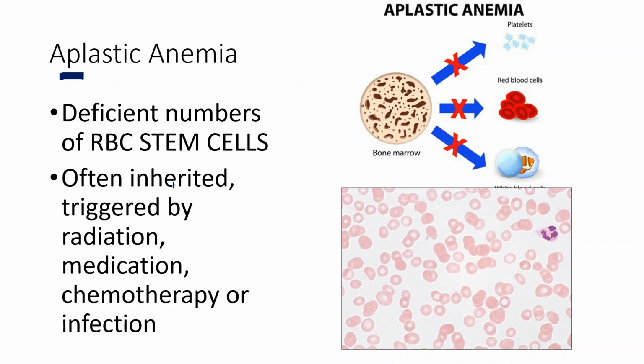Aplastic anemia. So with aplastic anemia, you have a deficient number of red blood cell stem cells. So those hematopoietic stem cells, you just don't have enough of those. So if you don't have enough stem cells, then you're not going to be able to get any. If you notice the big X's here, you're not going to be able to get any of the blood cells that you need. Not only just the platelets, the red blood cells, but also the white blood cells. This is often inherited, could be triggered by mutation from radiation, medication, chemotherapy, or an infection. Aplastic anemia.